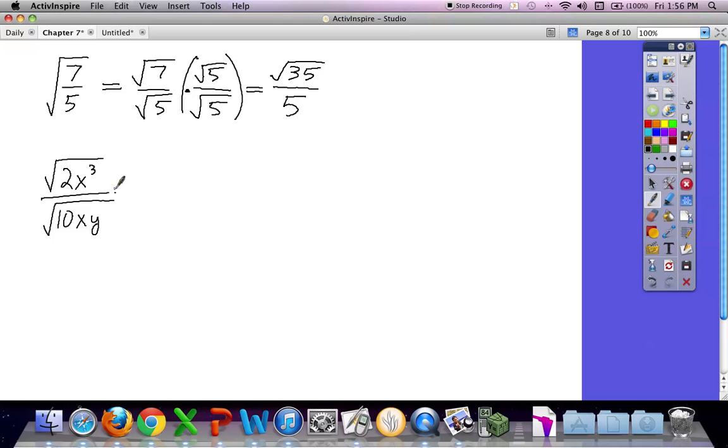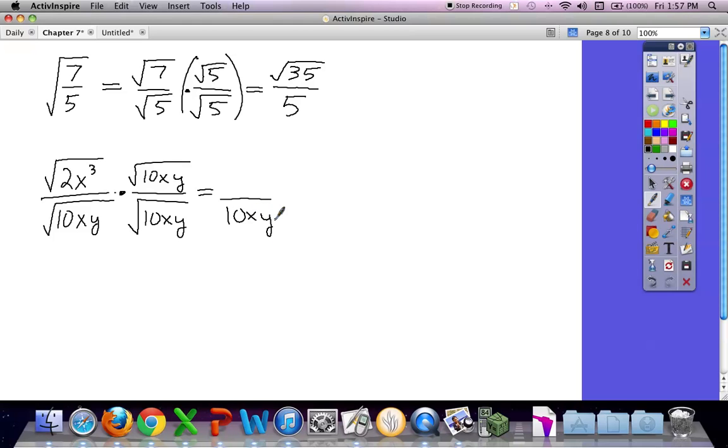Okay, same process for this one. Okay, we need to simplify in a way that gets rid of the radical in the denominator. And our process will be, let's multiply by whatever is that denominator, right, divided by itself. Again, that is 1. We're multiplying times 1, but in a way that will change the form of what we're looking at. Right? The square root of 10xy times the square root of 10xy is 10xy. No more radical.